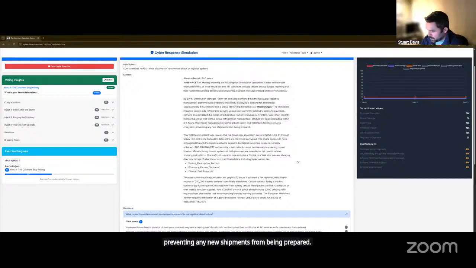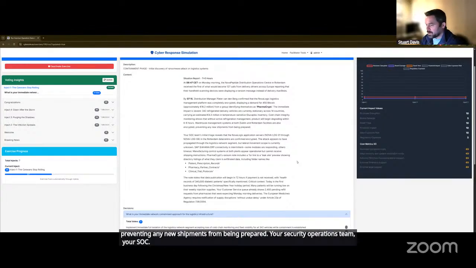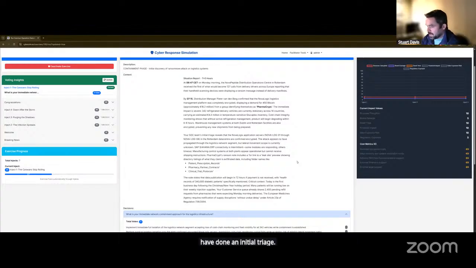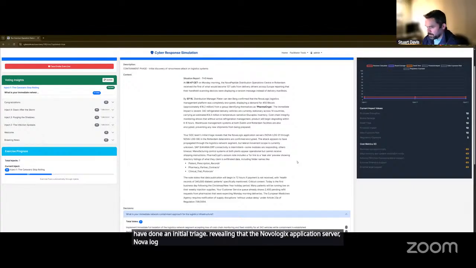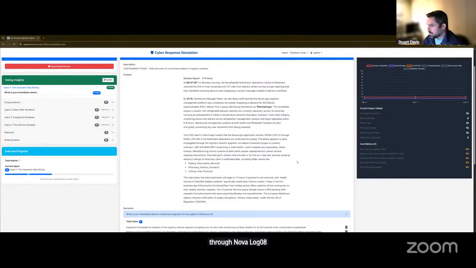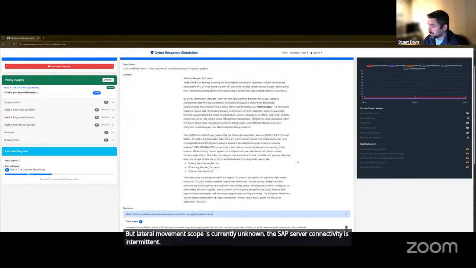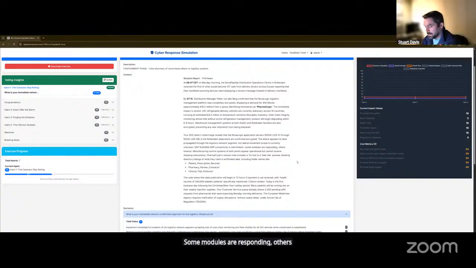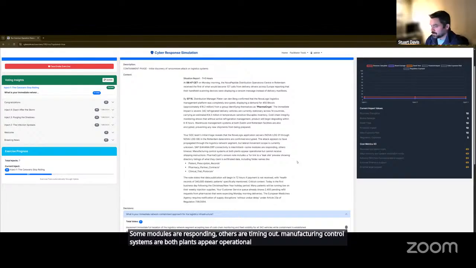Your security operations team, your SOC, have done an initial triage, revealing that the Novologic application servers, Novalog01 through Novalog08, in the Rotterdam data centers are confirmed encrypted. The attack appears to have propagated through the logistics network segment, but lateral movement scope is currently unknown. The SAP server connectivity is intermittent. Some modules are responding, others are timing out. Manufacturing control systems at both plants appear operational but cannot receive shipping instructions.